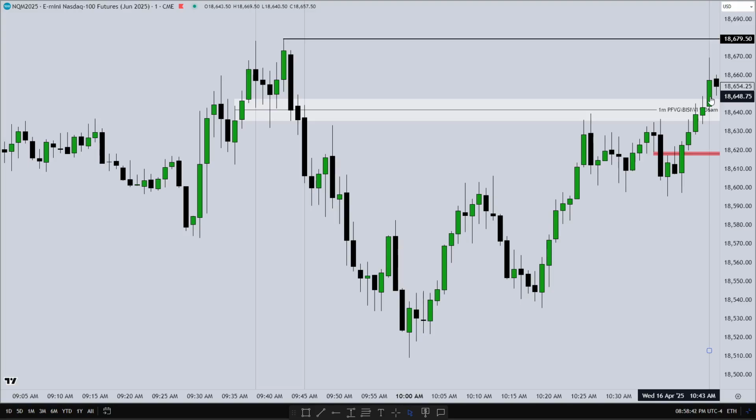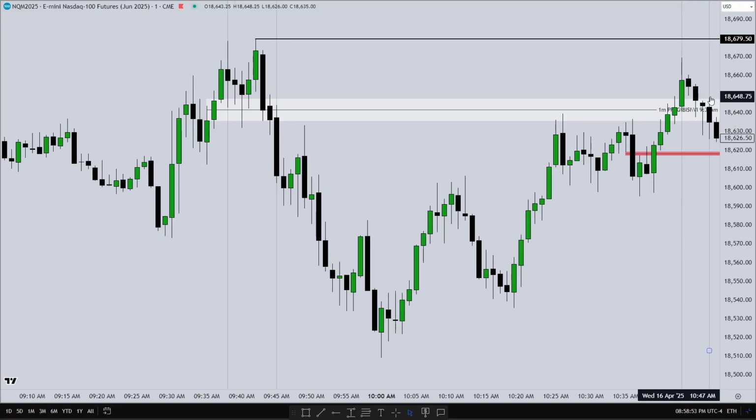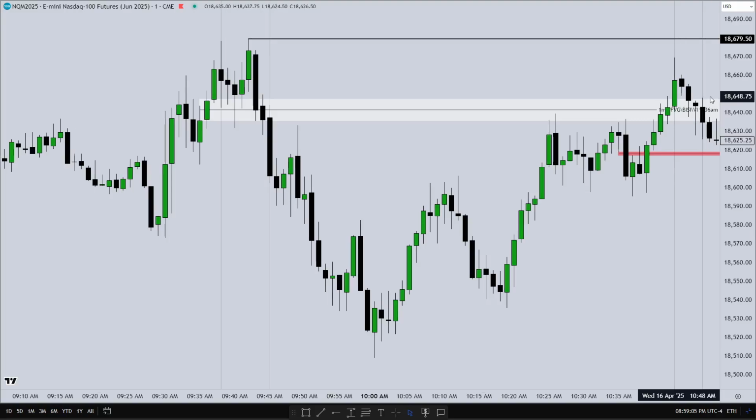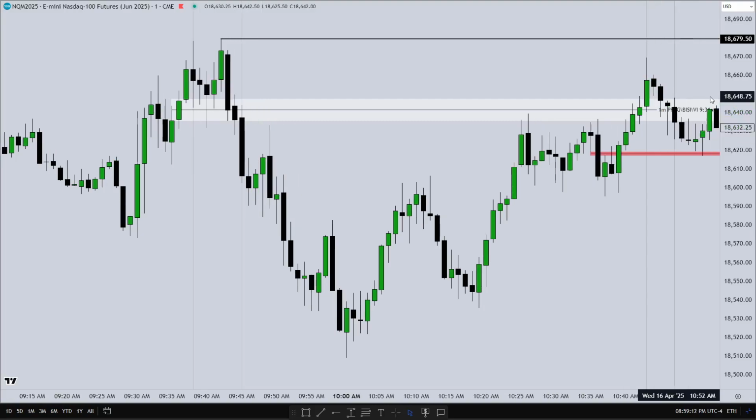I think I said 10:47, I meant 10:43, I'm not too sure. Okay, fast forward. Right here, 10:47, price treats that as a bearish inversion fair value gap. Okay, narrative has changed again, and over here we continue to respect that idea of trading lower.